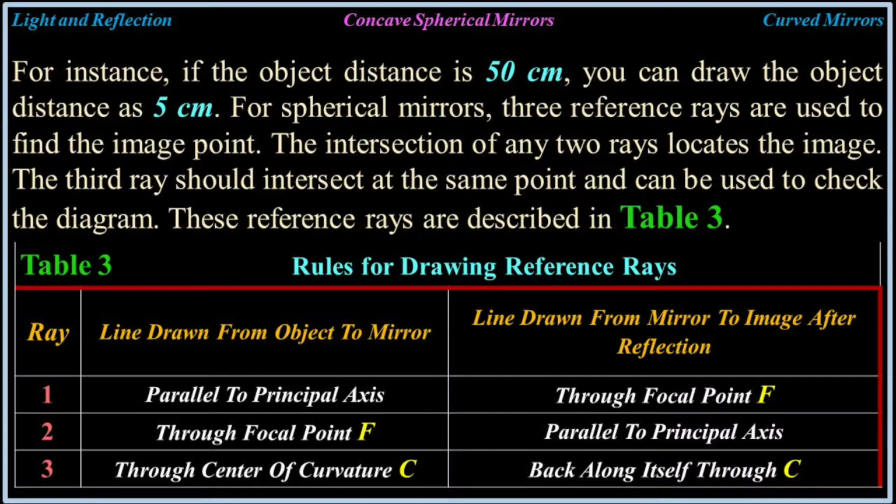For spherical mirrors, 3 reference rays are used to find the image point. The intersection of any 2 rays locates the image. The third ray should intersect at the same point and can be used to check the diagram. These reference rays are described in Table 3 below. Study them carefully. You need to literally memorize these ray diagrams in order to make your work a little bit easier to do.